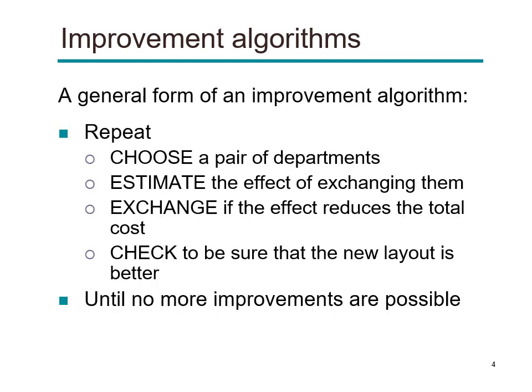In the previous lecture, we talked about the general steps of a construction algorithm, and it was basically repetition of two steps. The first step is the selection of a department, and the second step is placing that department. And we do this again and again until we place all departments. Like that one, we can also talk about the general form of an improvement algorithm.